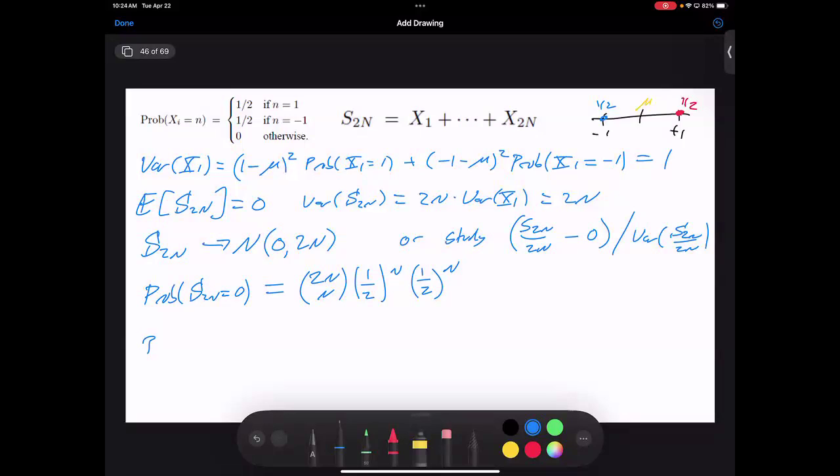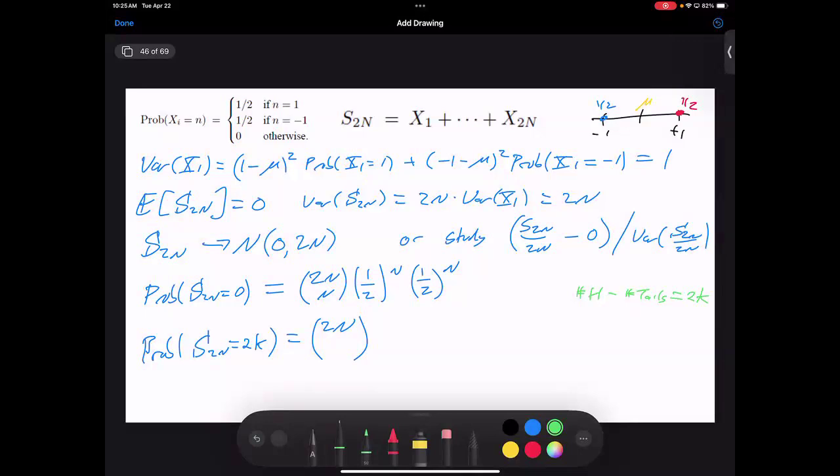More generally, I could calculate what's the probability that S2n equals 2k. So I have to choose 2k of them to be heads. Or do I choose k of them to be heads? Or is it something else? So let's think about what this should be. I want the number of heads minus the number of tails to equal 2k. Do we agree it has to be an even number?